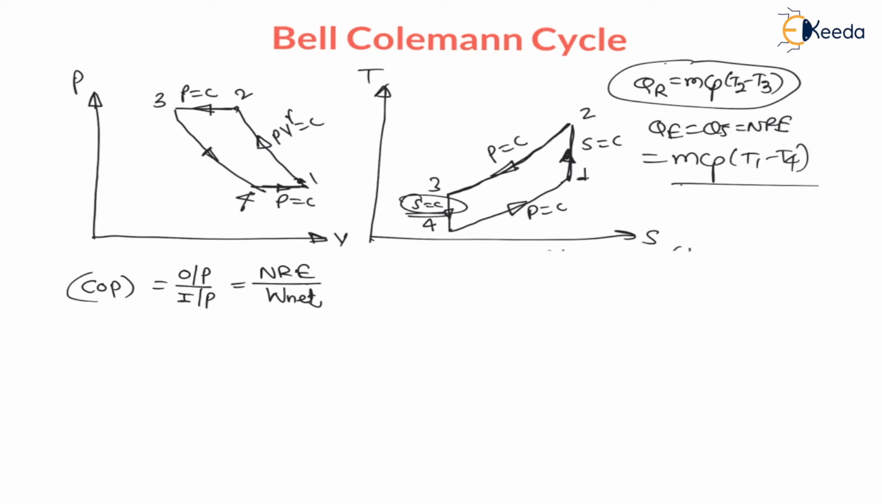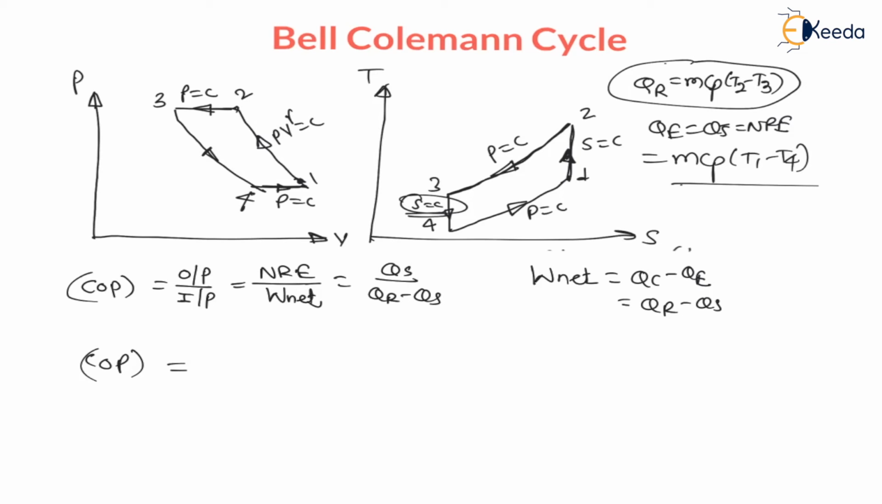Therefore, COP is equal to output divided by input, and here output is net refrigerating effect and input is W net. Now, my dear students, here this net work is nothing but heat of condenser minus heat of evaporator. That already we have seen in the previous lecture. That is W net is equal to heat rejected minus heat supplied. The same result I am using here. Therefore, COP is heat supplied divided by heat rejected minus heat supplied.